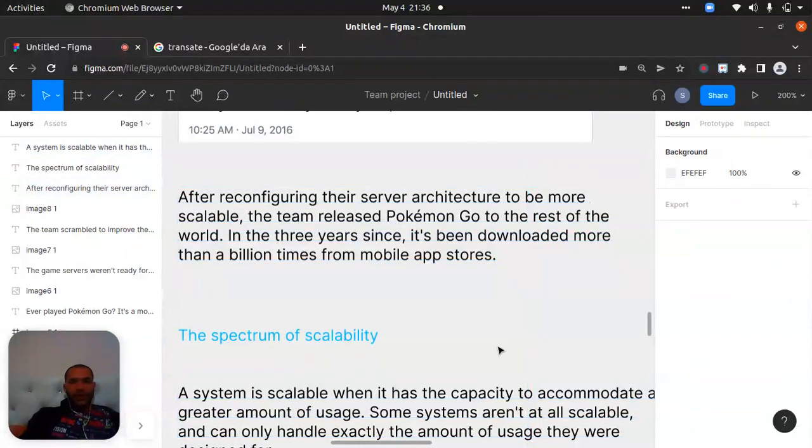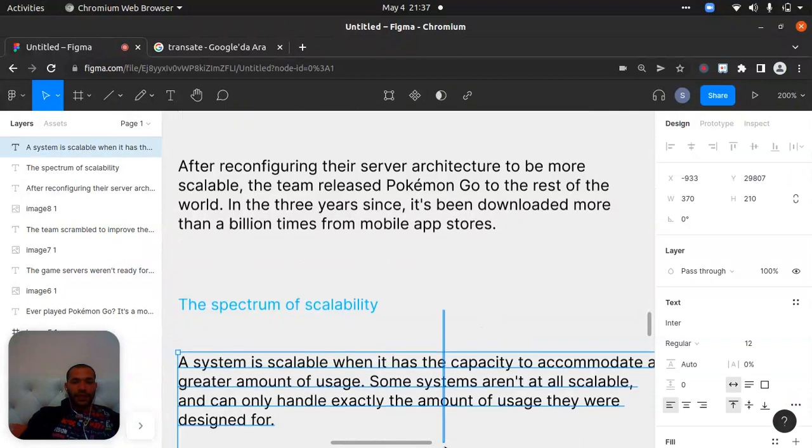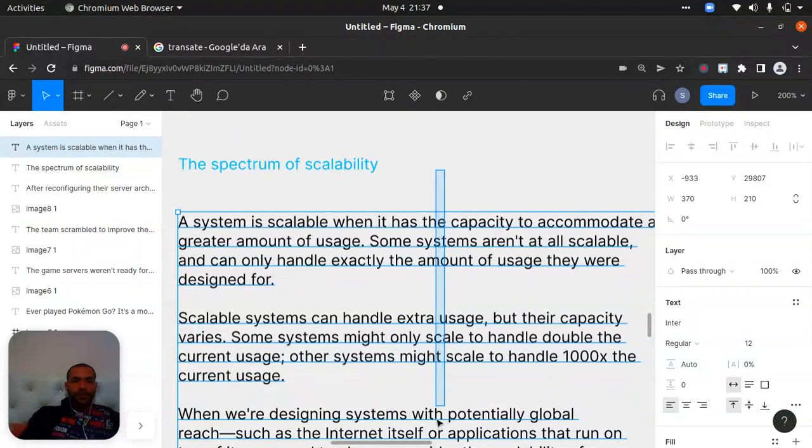After reconfiguring their server architecture to be more scalable, the team released Pokemon Go to the rest of the world. In the 3 years since, it's been downloaded more than 1 billion times from mobile app stores. This is a really crazy number.